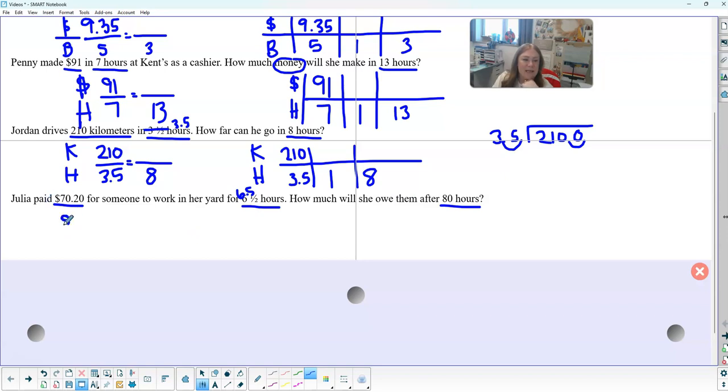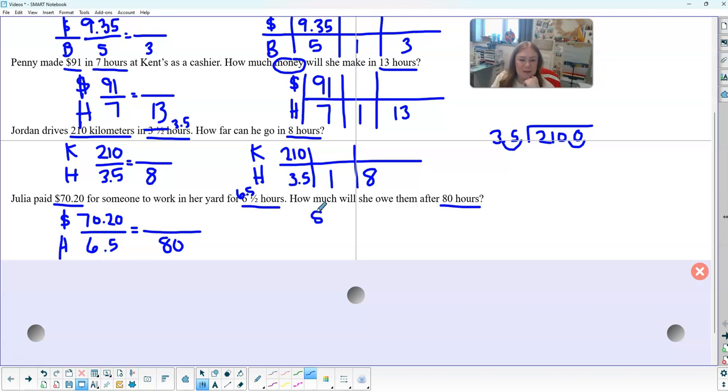Okay, so we have money and we have hours. So we have $70.20, and that's for 6.5 hours. Now I want to know how much is 80 hours. So $70.20 times 80, so we're cross multiplying, divide by 6.5. Move your decimal.